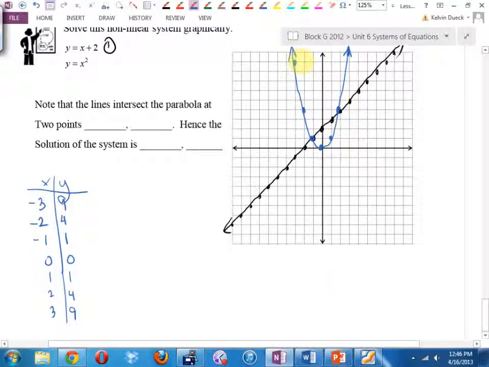looks like that. Hey, how many solutions does this nonlinear system have? 2. What are they? Negative 1, comma 1 and 2, comma 4. So the solution of this system is negative 1, comma 1 and 2, comma 4.